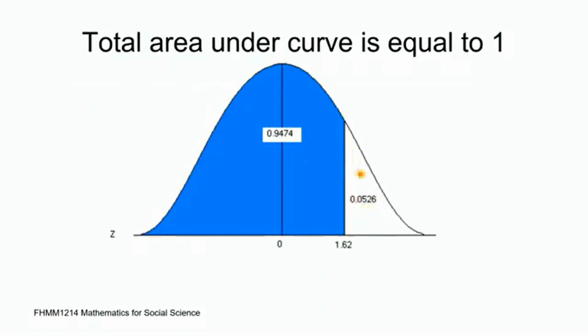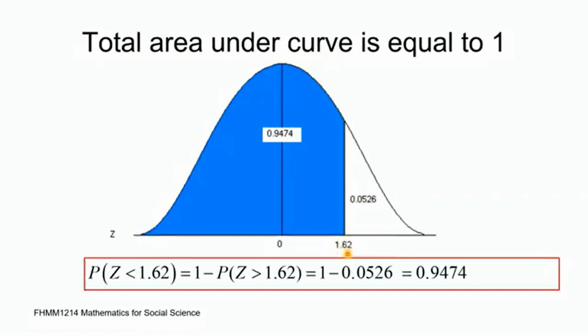When I can find this area from the table, the probability of Z more than 1.62, then I can deduct this value from the total, which is 1, and find the blue area. The blue area is 1 minus the probability of Z more than 1.62. In fact, this area is the probability for Z less than 1.62, which is finally equal to 0.9474.